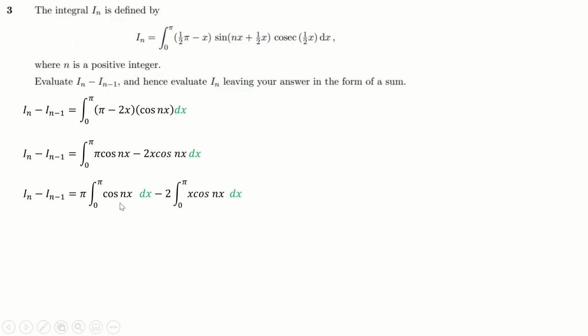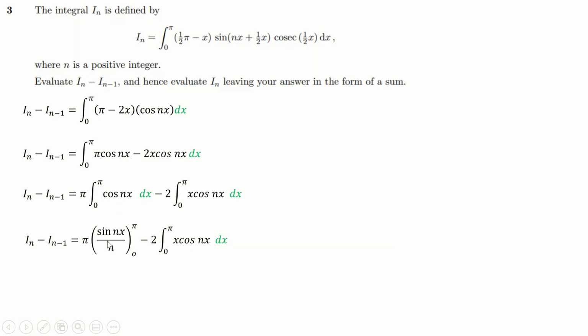Okay, now this I look at and think, great, I can do that. I can integrate cos nx. Cos integrates straight to sine, and then I'm going to have to divide by an n. Because if I was differentiating, I would times by the n. It would be n sine nx. It would actually be a minus, wouldn't it? Because cos differentiates to minus sine. But if you integrate, you would then divide by n. So this integrates up to sine and then divide by n.